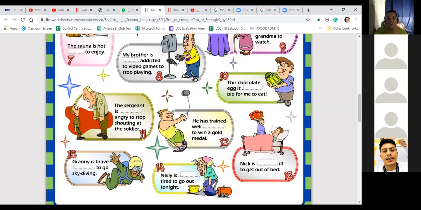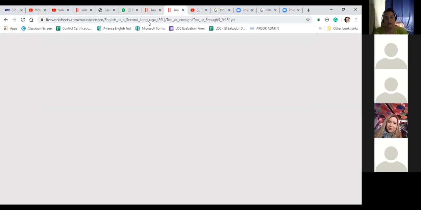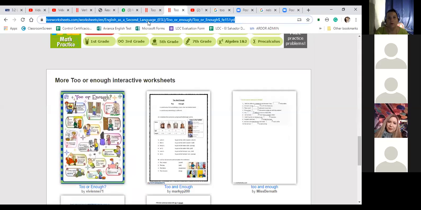Now that we did the exercise together, I'm going to set you in breakout rooms. You're going to do pretty much the same exercise, but I'm going to send you the link of the worksheet that you have to do, which is this one. Let me set up the breakout rooms and I'll send you the link through WhatsApp so you can do it. How many are we? 14. Okay, there you go. Ta-da. I'll send you the link in a bit, okay?